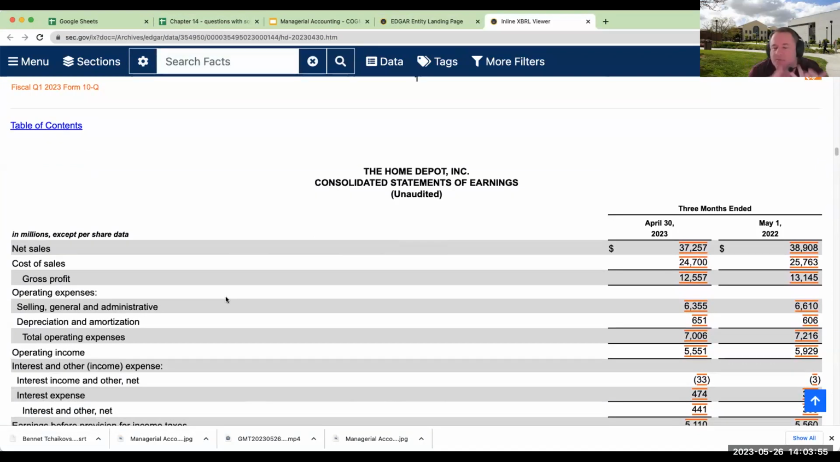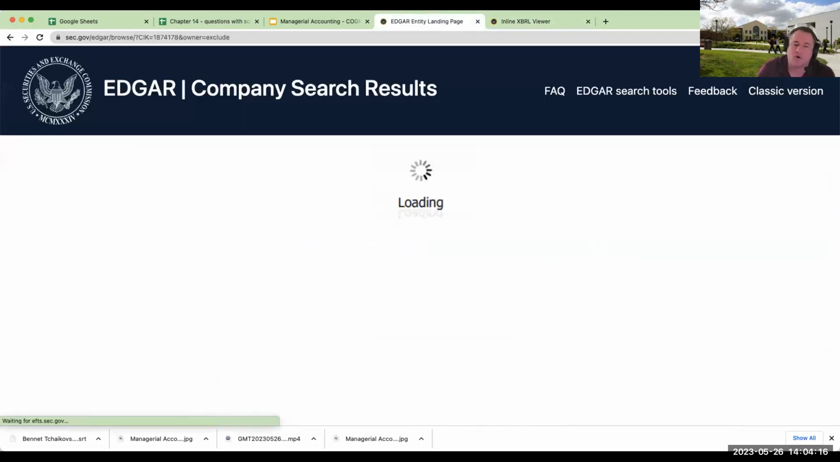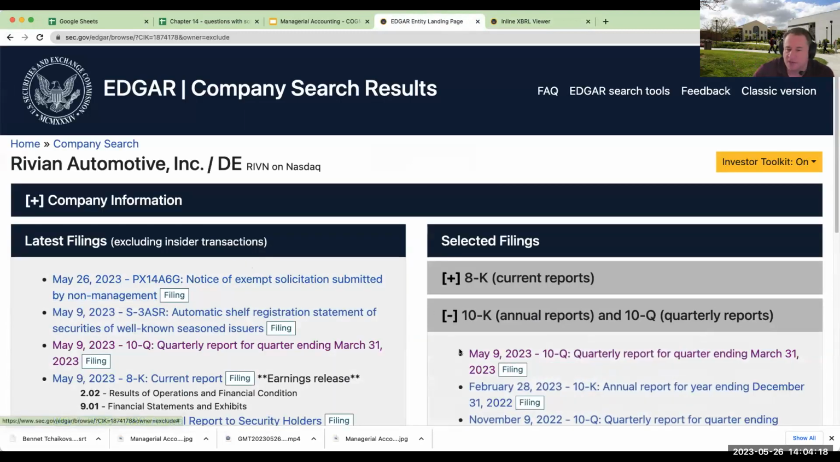A multi-step income statement is where I'm taking my sales minus my cost of goods sold. That gives me gross profit. It's telling me how much I'm making off of my inventory. And then my SG&A, which shows how much I can cover of my SG&A costs. This is a very, very important way of going through and showing information.